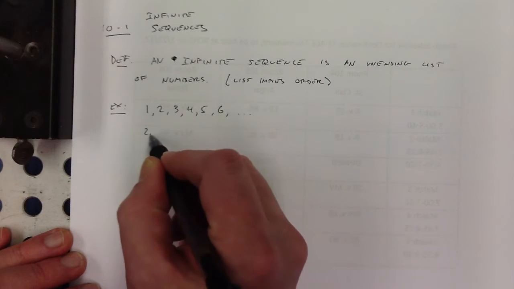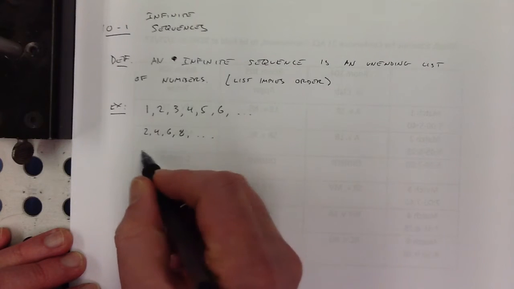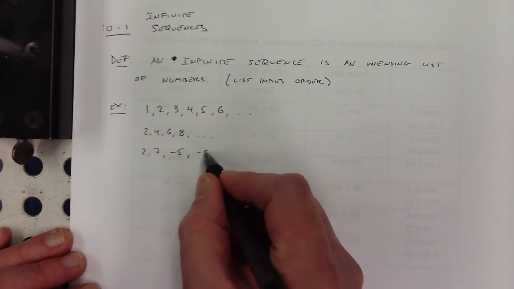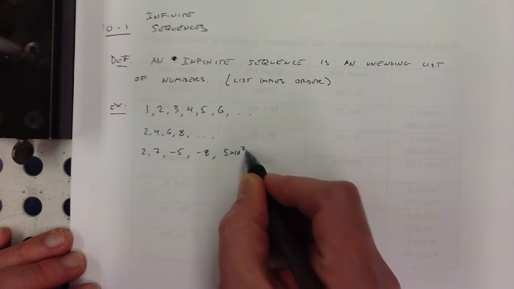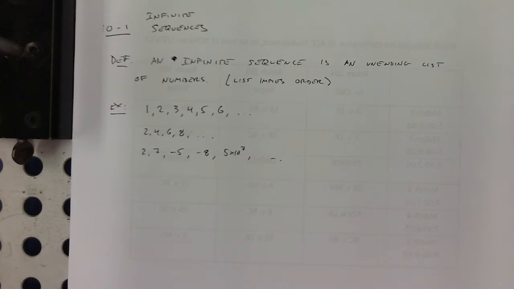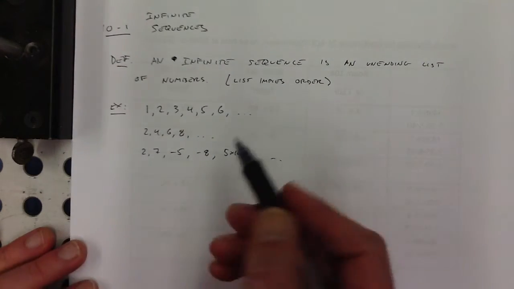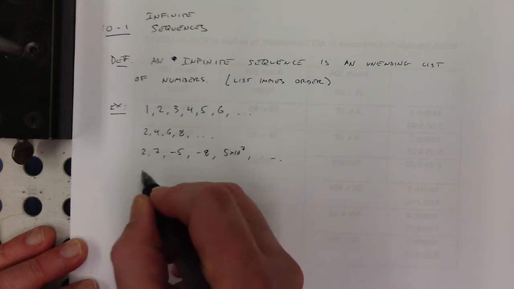Here's another one. Here's a garbagey kind of one. They don't necessarily have to demonstrate a pattern. I think just about all the ones that we look at will, but it's not necessary for them to do that to qualify as being an infinite sequence. So that one's not very nice. Probably wouldn't have much to say about that.